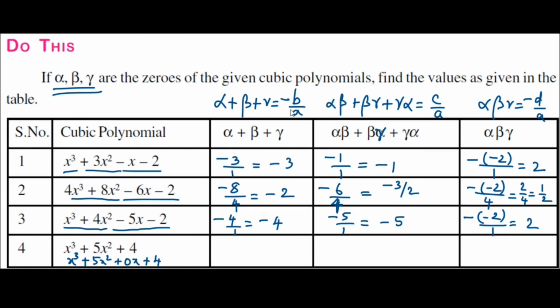Alpha plus beta plus gamma is equal to minus b by a. So it is minus 5 by 1. This is minus 5. Then alpha beta plus beta gamma plus gamma alpha is equal to c by a. c here is 0. So 0 by 1. This is 0. Then alpha beta gamma is equal to minus d by a. So d here is 4. So minus 4 by 1. That is minus 4.